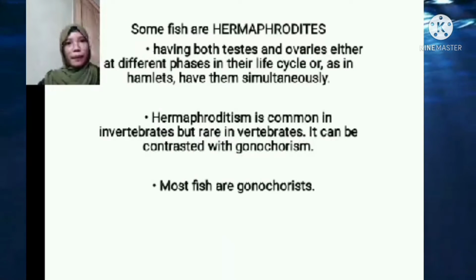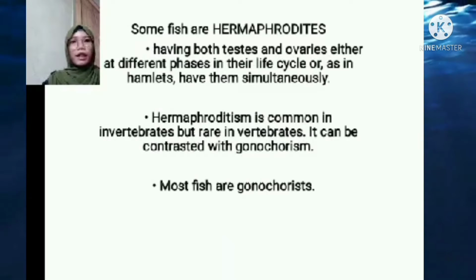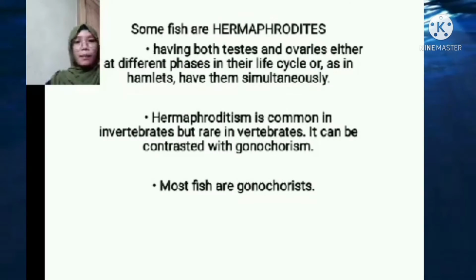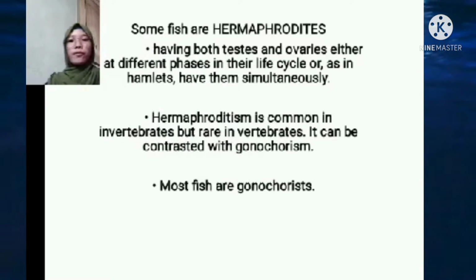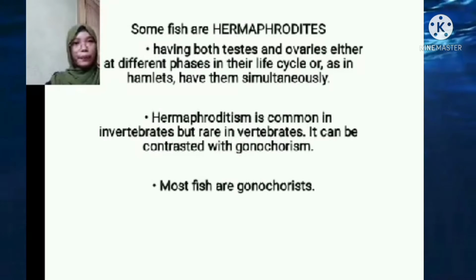Some fish are hermaphrodites, meaning having both testes and ovaries either at different phases in their life cycle or, as in hamlets, have them simultaneously. Hermaphrodites occur when a given individual in a species possesses both male and female reproductive organs, or can alternate between possessing first one and then the other.